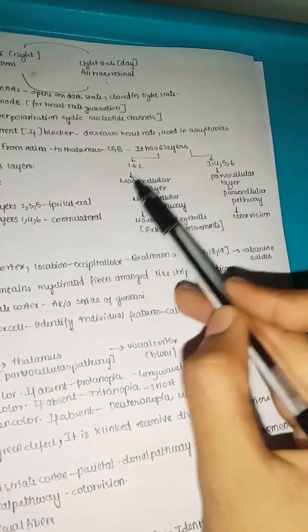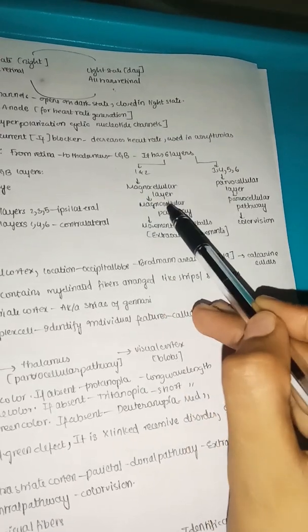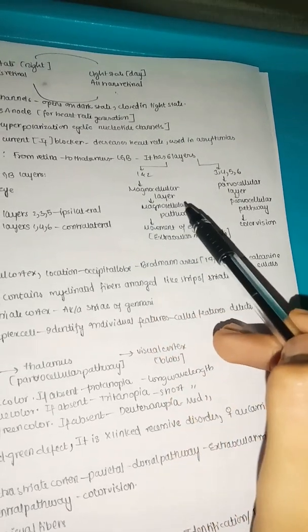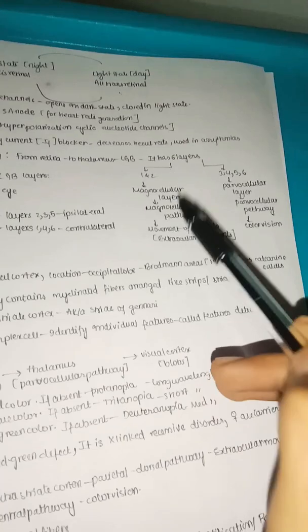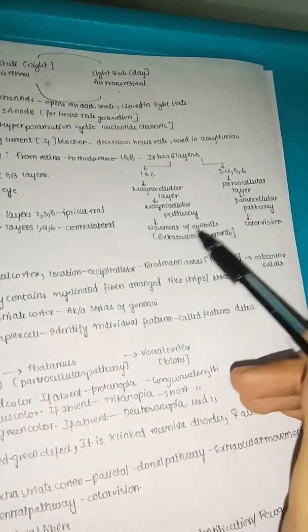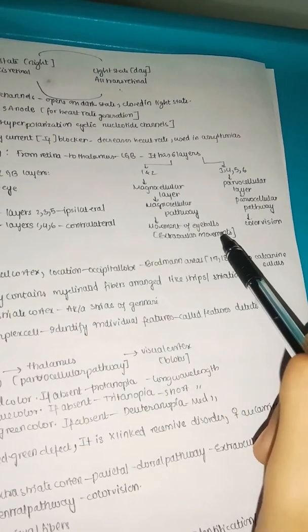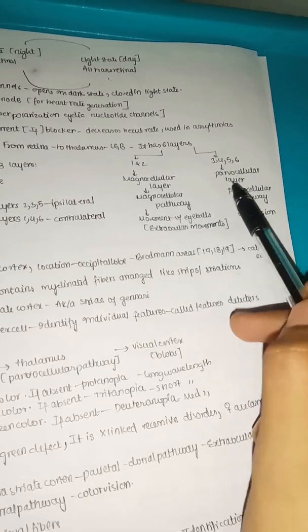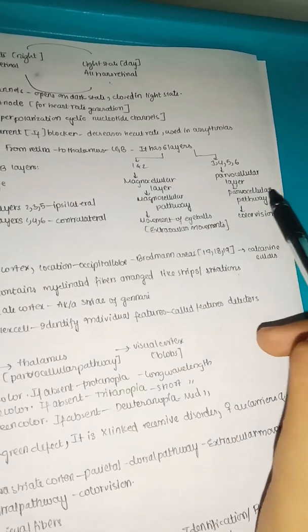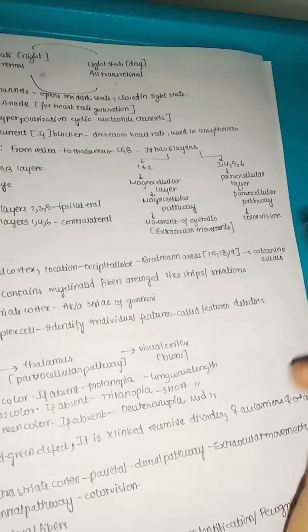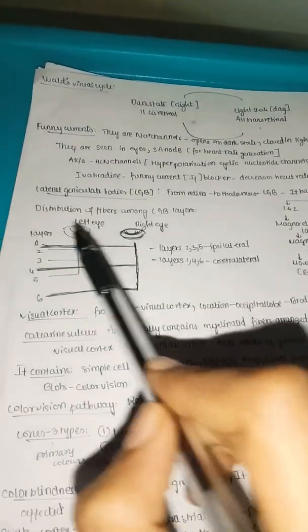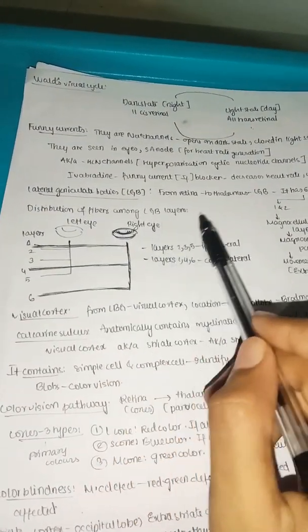6 layers, 1, 2 and 3, 4, 5, 6. 1, 2 layers are mainly magnocellular layers, and it leads to magnocellular pathway. And because of this magnocellular pathway, there is movement of eyeballs, that is especially extraocular movements. And 3, 4, 5, 6, there is parvocellular layer, that is leading to parvocellular pathway and mainly useful for the color vision. So you can see here the distribution of fibers among the lateral geniculate body.